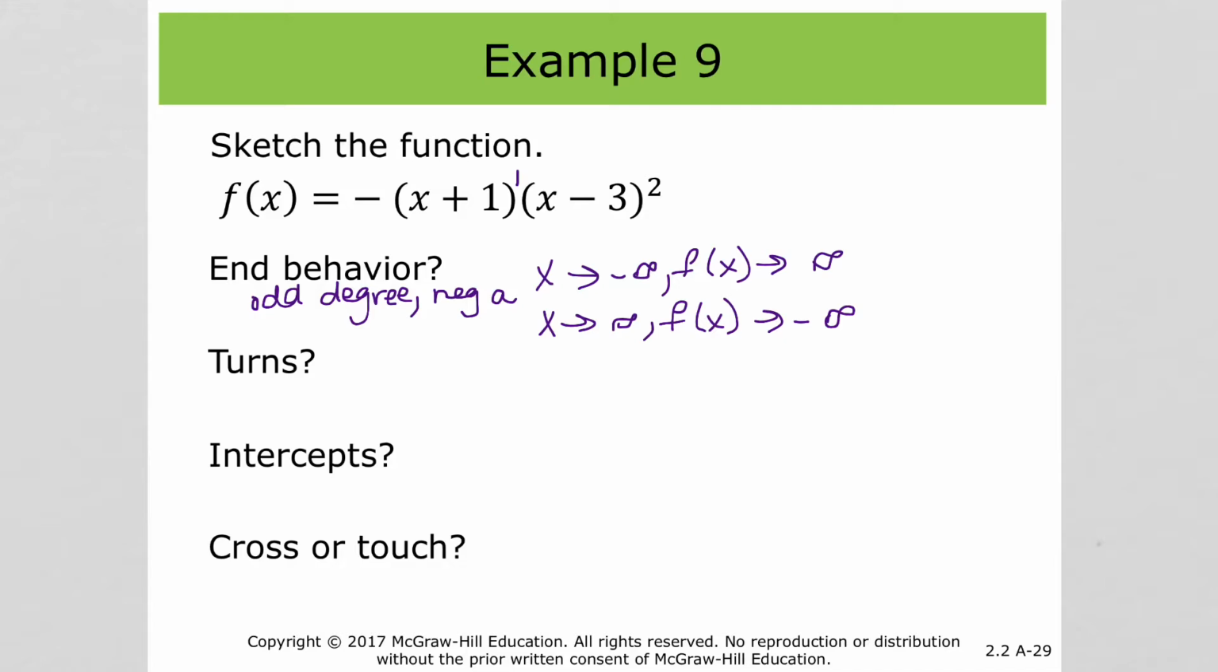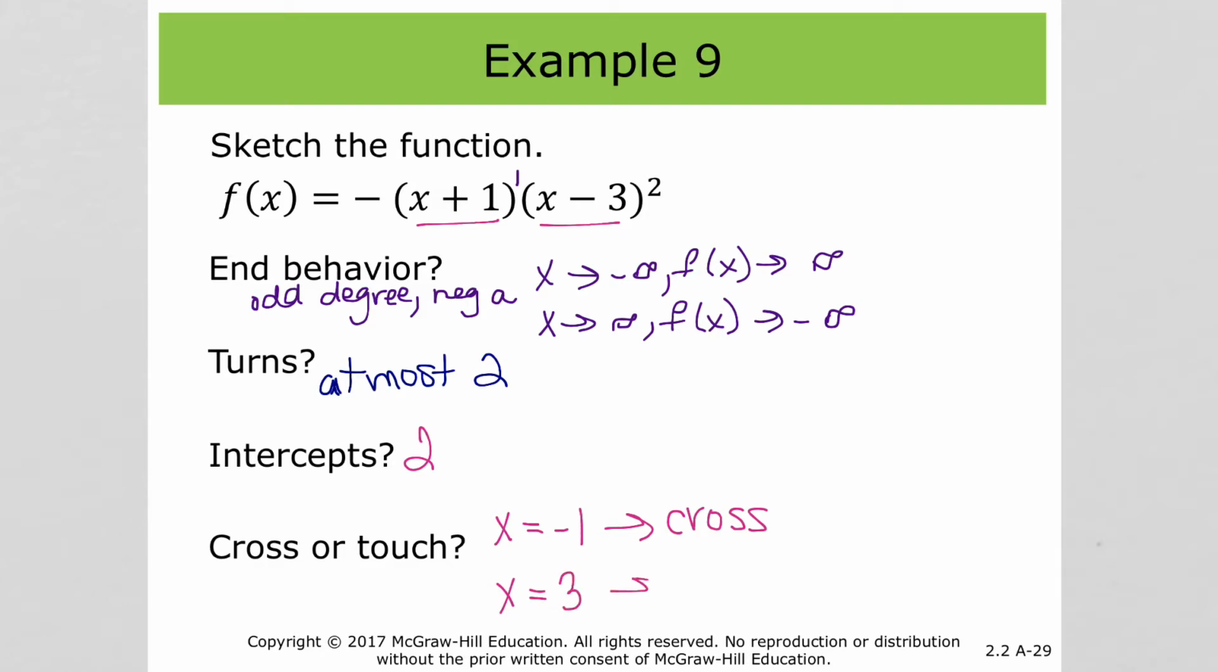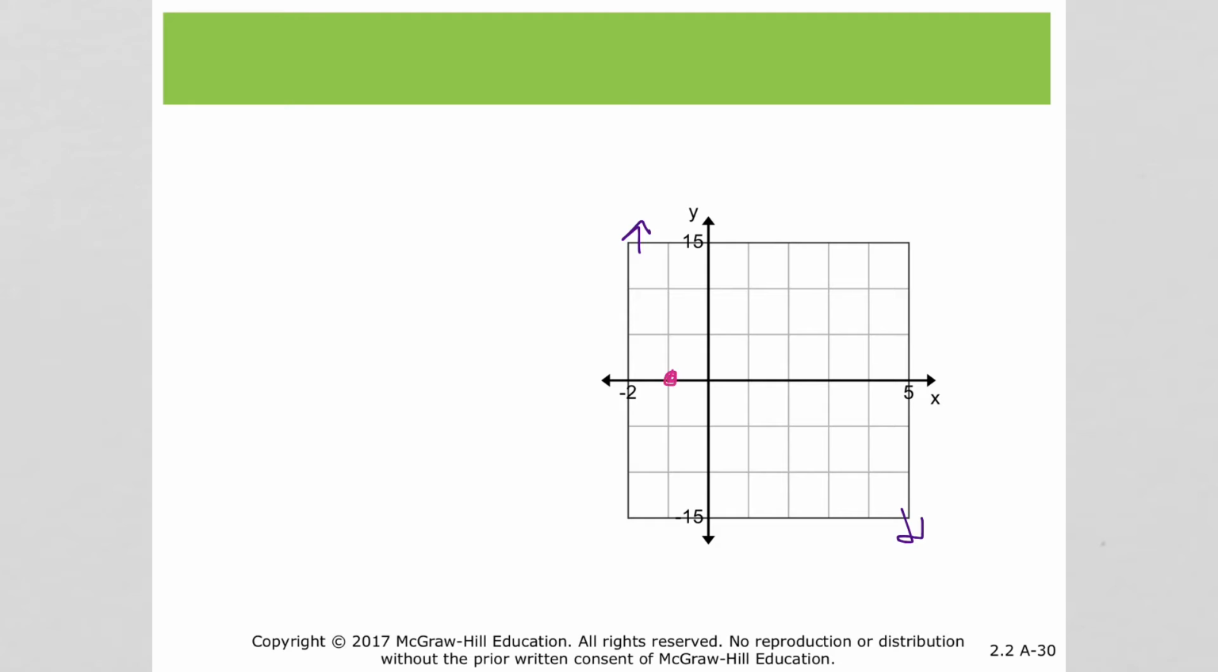How many turns are there? Well, the degree is 3, so there's at most 2 turns. How many intercepts are there? Well, 1, 2. Do they cross or touch? Well, we've got an intercept at x equals -1. Since its multiplicity is 1, which is odd, then it's going to cross. We've got a 0 at x equals 3. Since its multiplicity is 2 or even, it's going to touch. So we've got -1 and 3 here.